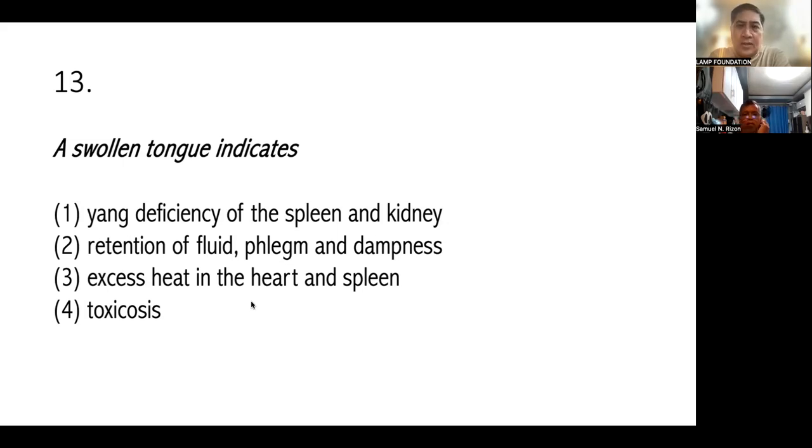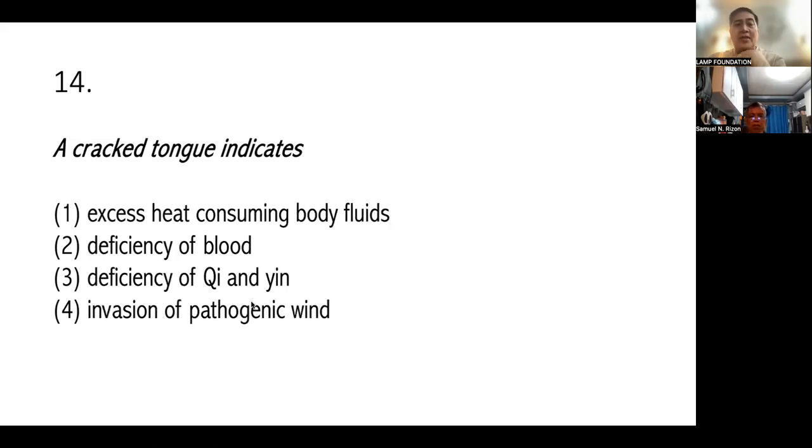Okay, anong itsura ng tongue sa excess heat in the heart and spleen? Anong kulay ng tongue dyan? Ang excess of heat, red po. What will be your basis? Nagre-red po and swollen. Okay. Yes po. So all of the above. Okay, very good. Number 14.